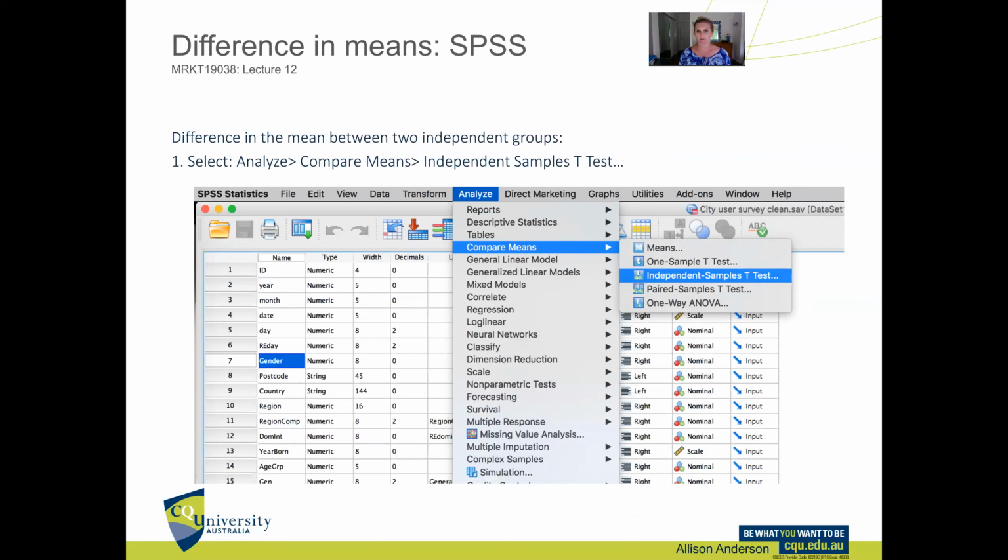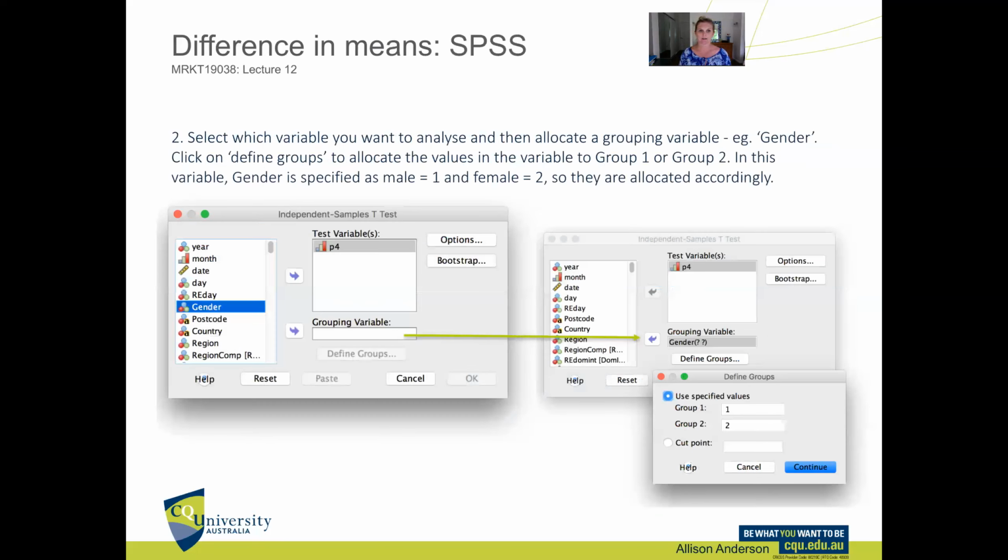You select Analyse, Compare Means and Independent Samples t-test. Then you select which variable you want to analyse and then allocate a grouping variable, for example, gender. You click on Define Groups to allocate the values in the variable to Group 1 or Group 2. You can see here I've clicked on gender, which is in blue there. I need to click on that little purple arrow that's pointing towards Grouping Variable. That will then put gender in brackets with a question mark, which means that it doesn't have its groups defined. You then have to click on Define Groups and go in and say use specified values.